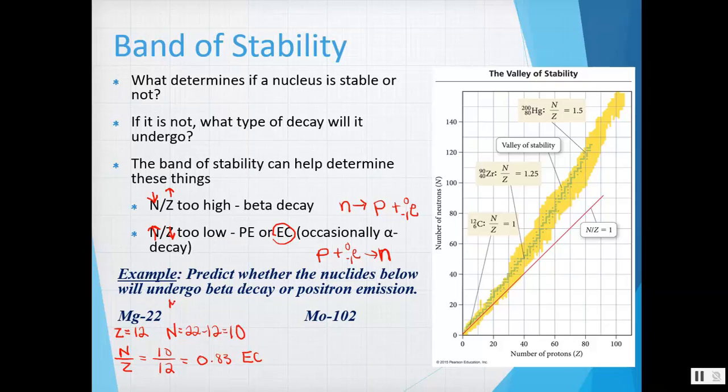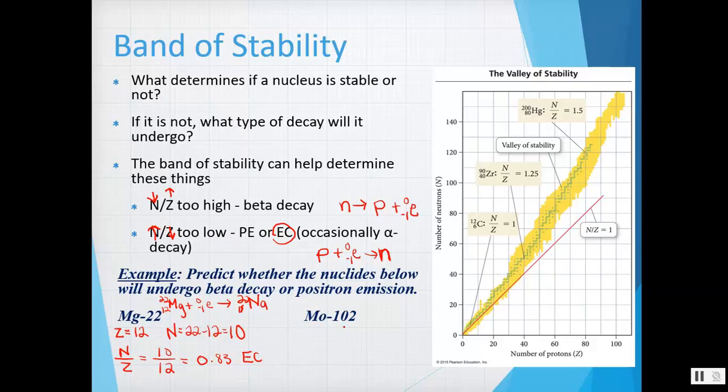This magnesium-22, when it undergoes electron capture, is going to create a sodium isotope because the atomic number goes down by 1, so we would have an atomic number of 11 protons. The element that contains 11 protons is sodium, and then our mass number would still be 22. So our N to Z ratio for this sodium-22 isotope is equal to 1. We have 11 protons and 11 neutrons.